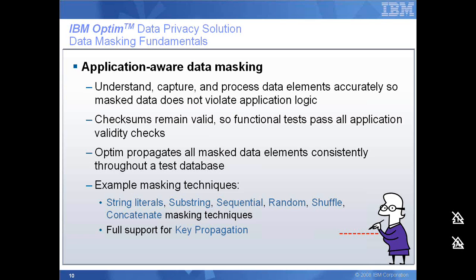Examples of masking techniques include string literal, substring, sequential random shuffle, concatenate masking techniques, and Optim also has got what we call as key propagation. So we'd see the meaning of key propagation and its benefits and the requirements why we should have key propagation in the next few slides.